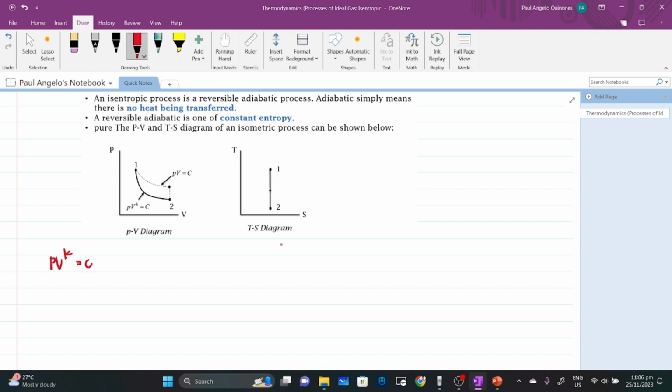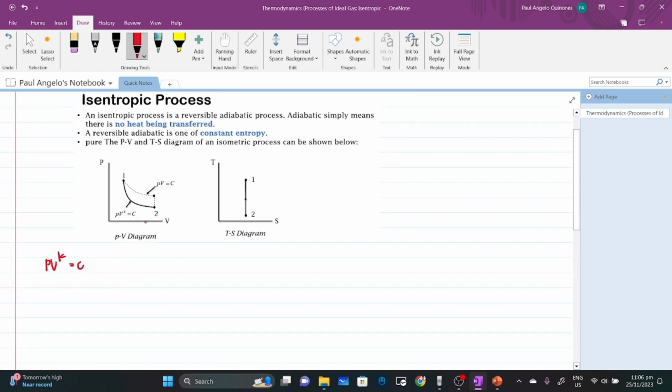So that's the first thing that you need to be familiar with when you are dealing with processes of ideal gas, and on your gas cycles as well. You need to be familiarized with this diagram. Take note that the area bounded by your TS diagram is your heat. But if we evaluate this one, it doesn't bound a certain area. That's why heat is 0. What we are saying here is that no heat is being transferred.